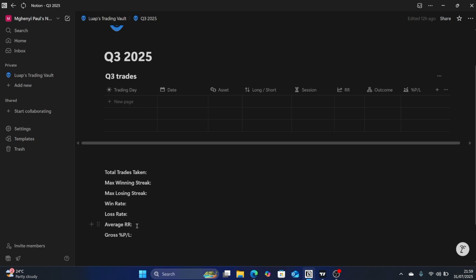The average RR, maybe you got a 1:8 today, the next day a 1:7, the next day a 1:5, the next day a 1:3. Now when you get the average of those risk to reward, is it giving you a 1:4, a 1:5, a 1:3? Get to know that. And then of course the gross P&L for the Q3 trades. By Q3 I mean July, August, and September. So for the 3 months, what was the gross P&L?